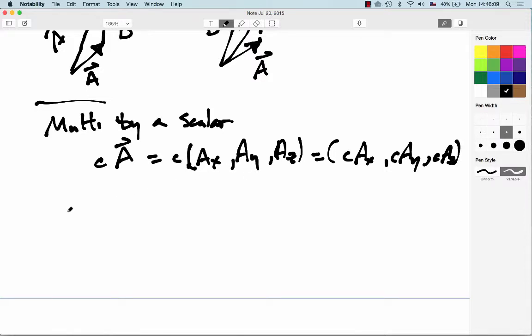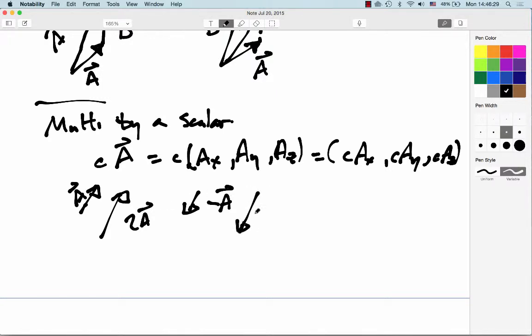If I'm doing it with arrows, I go ahead, I take my vector a. 2a would be one twice as long, pointing in the same direction. Negative a would point in the opposite direction. We usually say it points anti-parallel. And I can combine the two ideas and say that negative 2a points anti-parallel and is twice as long.